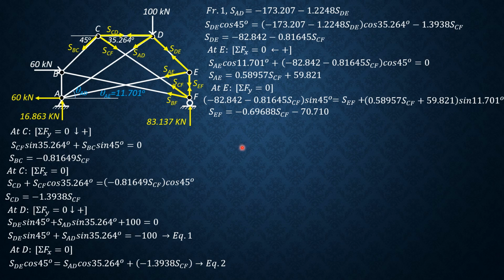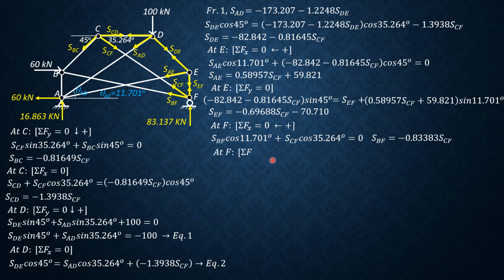So these are the forces involved. Summation forces X first at F, leftward positive, so that we can express SBF in terms of SCF. So SBF cosine of 11.701 plus SCF cosine of 35.264 equals 0. So SBF is negative 0.83383 SCF.